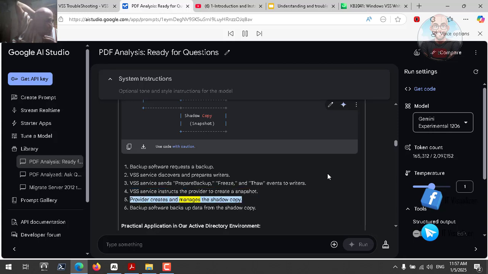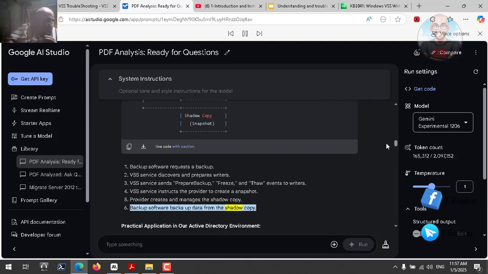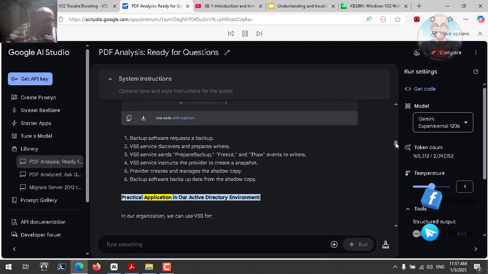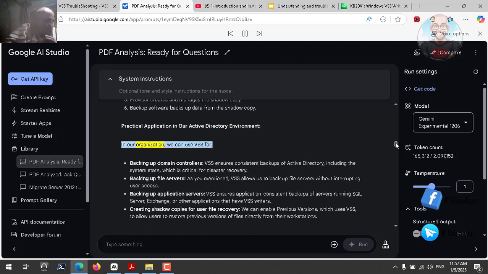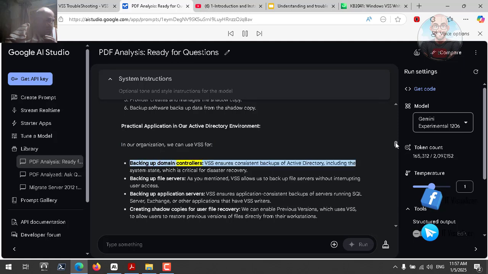Provider creates and manages the shadow copy. Backup software backs up data from the shadow copy. Practical application in our Active Directory environment. In our organization, we can use VSS for backing up domain controllers.